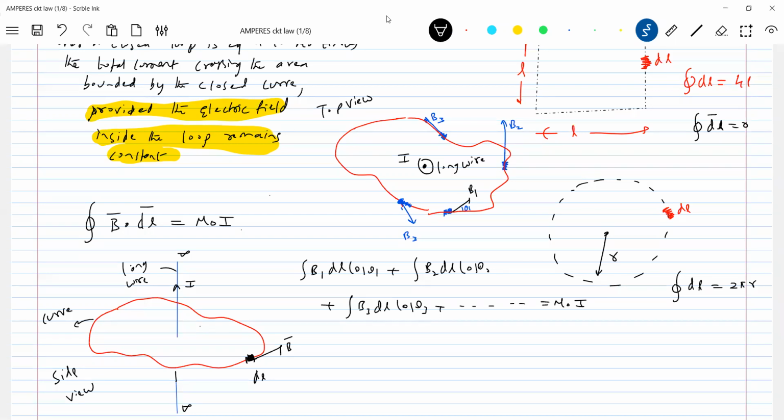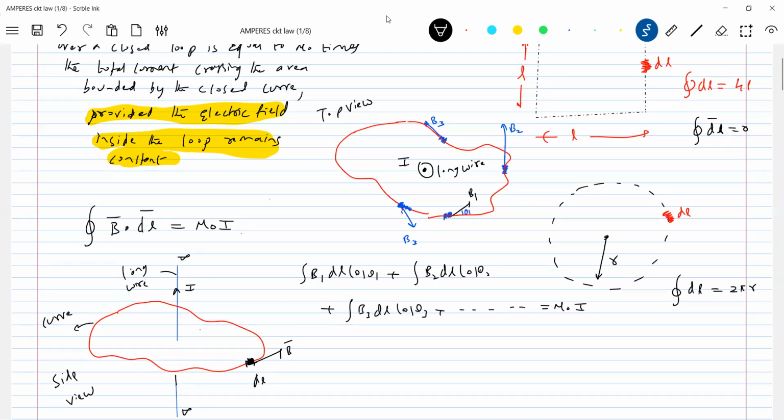And don't say current enclosed by a long wire, just say current I. Here I means it's a long wire only. If it is semi-infinite or some finite wire, we'll see later on. So it is the net current enclosed by the closed path. So this should be plus I, we should take it.